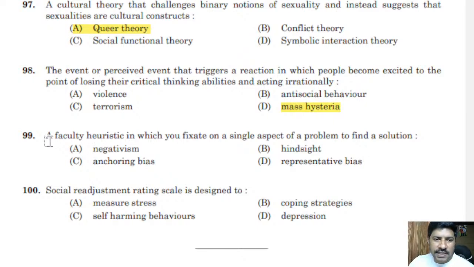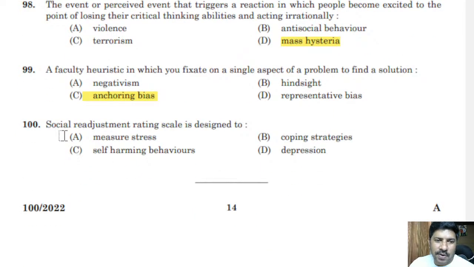Then 99th question. A faulty heuristic in which you fixate on a single aspect of a problem to find a solution. Correct answer is anchoring bias. Then final question, social readjustment rating scale is designed to measure stress.